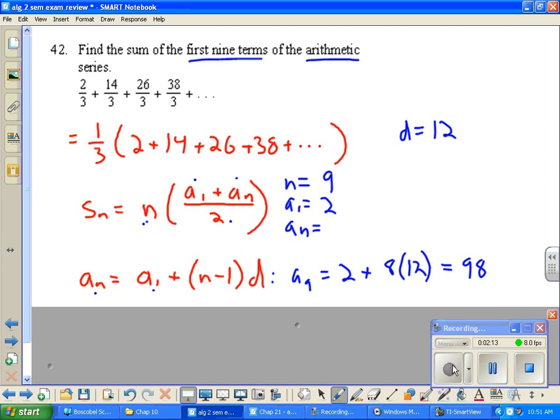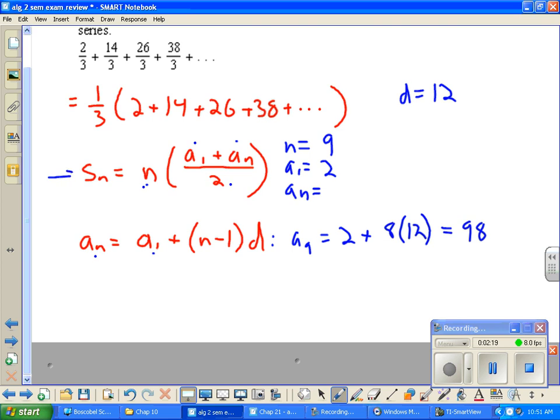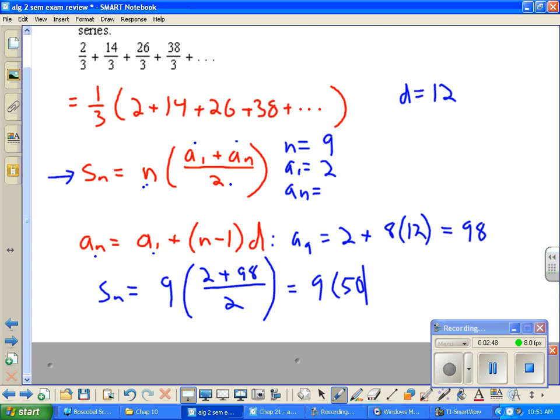So now I can go a little bit further. Now I have everything I need to go back and use this formula right here. So my sum is equal to n, which is 9, times my first term, which is 2, plus my last term, which is 98, divided by 2. So 2 plus 98 is 100. 100 divided by 2 is 50. So I have 9 times 50, which is equal to 450.